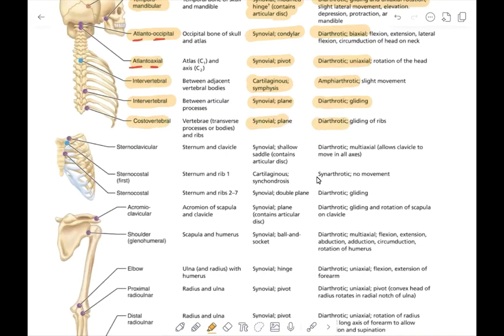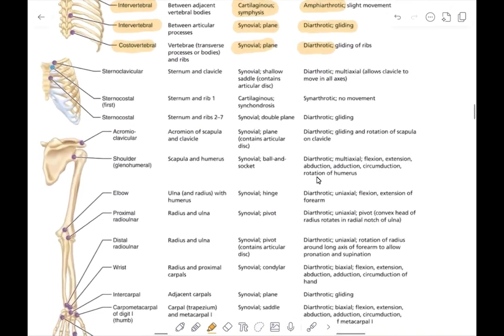So basically what I want you to be able to recognize from these, you certainly don't have to have these memorized, but be able to recognize what bones are involved. So the glenohumeral joint is the shoulder joint. It's the synovial ball and socket joint that we just discussed. It's diarthrotic and it allows multi-axial, which will make more sense coming up.